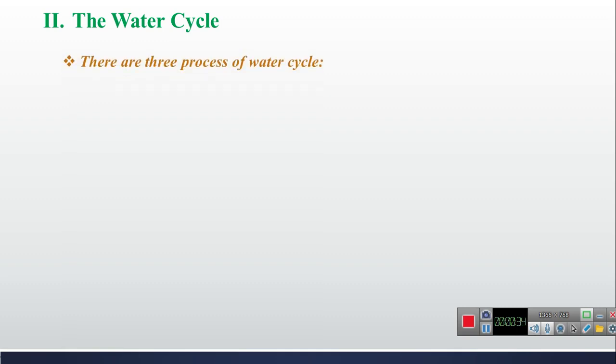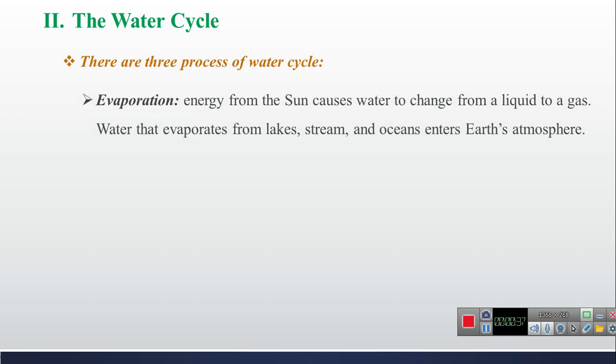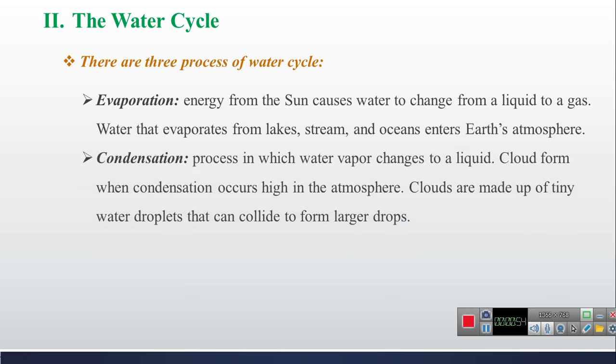The first one is evaporation. Evaporation is when energy from the sun causes water to change from a liquid to a gas, and the water that evaporates from the lake, the stream and the ocean enters the Earth's atmosphere. The second process is condensation. Condensation is the process in which water vapor changes to liquid. Clouds form when condensation occurs high in the atmosphere. Clouds are made up of tiny water droplets that can collect to form larger drops.